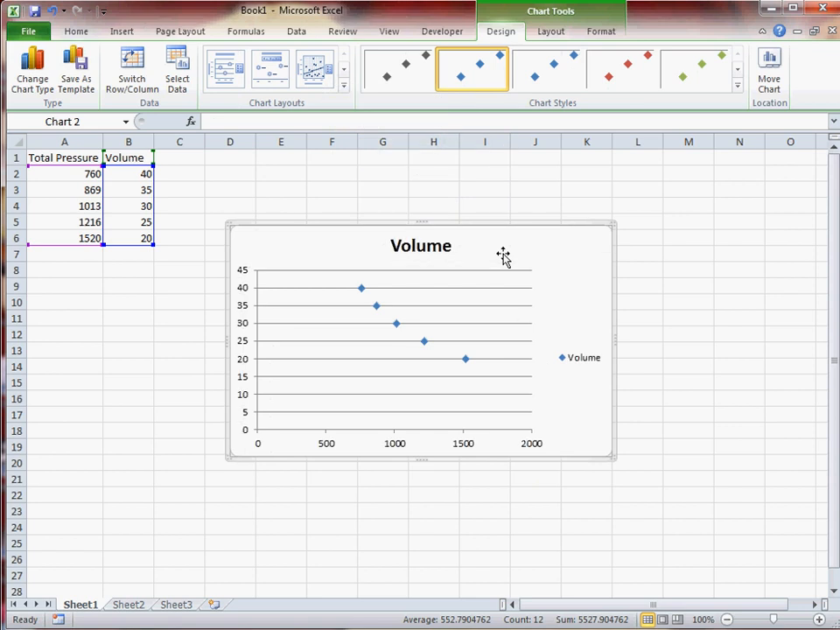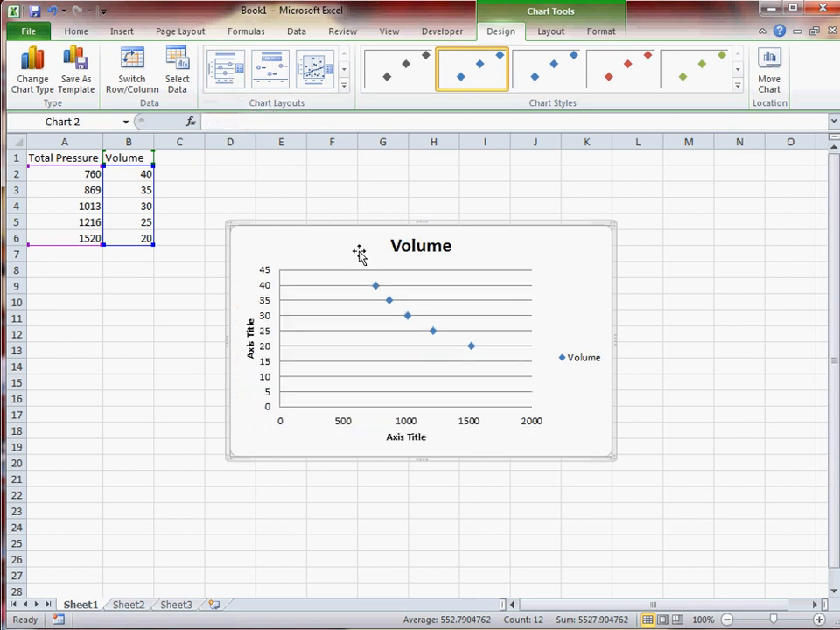But it's still not beautiful enough. So you click on the chart and then go to Chart Layouts and click this one. So now it's got an axis title, axis title. You actually don't need the legend because there's only one data set, so you can just click this and then hit delete.